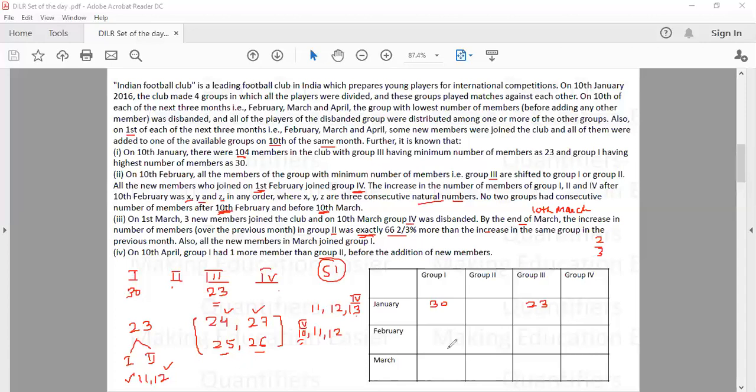If I assume that there were 11 members added in group number 2 in February, then I have to find the 2/3 of 11, which is not a whole number. So in order to get the whole number, the number should be 12. That simply means the number of people added in group 2 in February were 12, and in group number 1, they were 11.